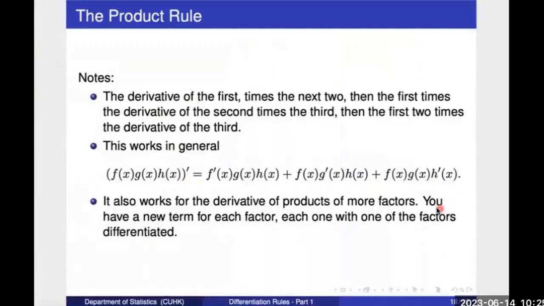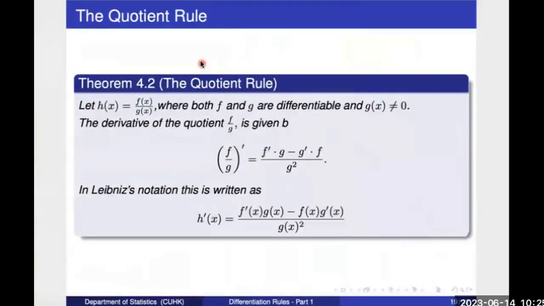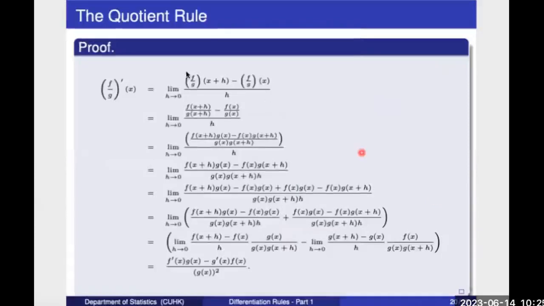This also works for products of more factors, where you have a new term for each factor with one of the factors differentiated. Finally, Theorem 4.2 is known as the quotient rule. It states that for functions f and g where g of x is not equal to 0, the derivative of their quotient h of x equals f prime of x times g of x minus f of x times g prime of x divided by the quantity g of x squared with respect to x. This rule can be useful in finding the derivatives of functions involving fractions, or ratios. Again, the proof involves applying the definition of a derivative to h of x, rearranging terms, and simplifying.